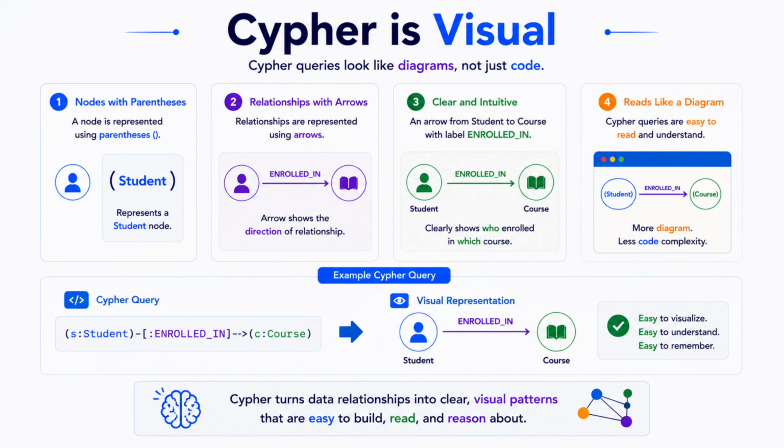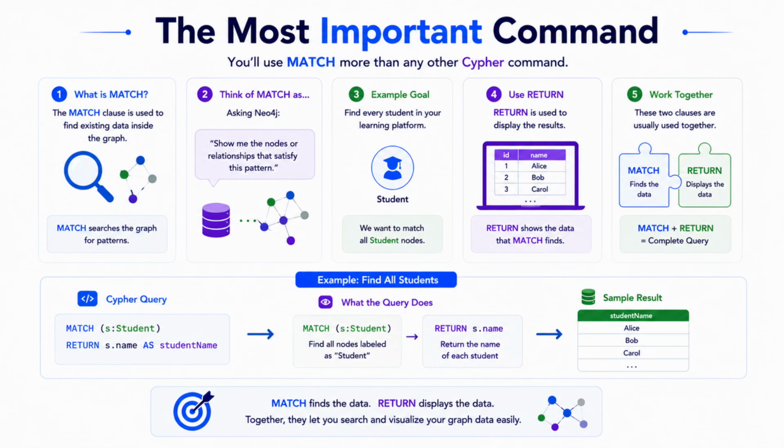Now let us understand the command that you will use more than any other. The MATCH clause is used to find existing data inside the graph. Think of MATCH as asking Neo4j, show me the nodes or relationships that satisfy this pattern. Suppose you want to find every student in your learning platform. You can write a query that matches all student nodes. Then you use RETURN to display the results. MATCH finds the data. RETURN displays the data. These two clauses are usually used together.